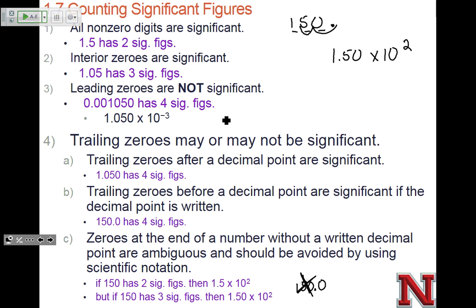Remember though, if a 0 is between non-zero numbers, it's always significant. If a 0 is after non-zero numbers and it's after a decimal place, then it's significant. If it's not after a decimal place and it's not between non-zero numbers, then it's not significant. And it's really important we report them as they should be reported, either as significant or not.